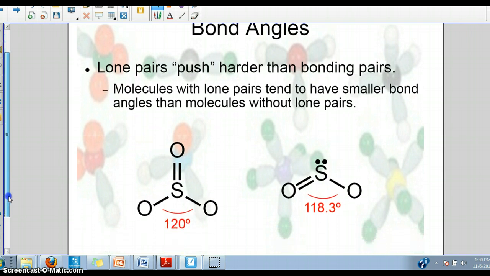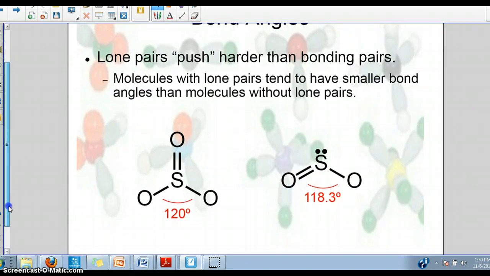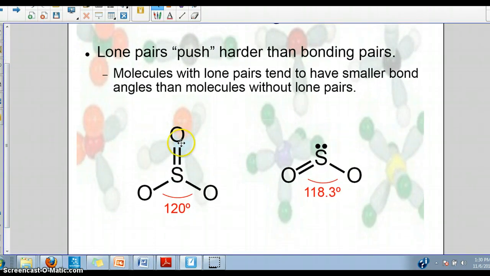Okay, so here is what I've been talking about the whole time about the lone pairs. So here we have an AX3 molecule. They have bond angles of 120, but when you take that top atom, the oxygen, and replace it with a lone pair, you see it pushes down more on these bonds, and we have a decrease in the bond angle. Okay, so anytime you put a lone pair up there, it's going to decrease your bond angle.